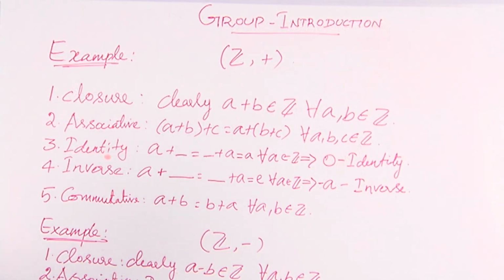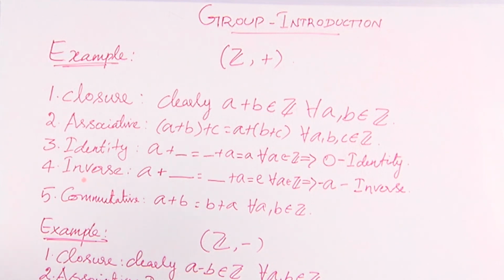Next, we are moving on to the identity. Identity means we have to find an element e such that a + e = e + a = a. Can you guess what the element is? Yes, it is 0: a + 0 = 0 + a = a for all elements in Z. Therefore, 0 is playing the role of the identity. Therefore, the element 0 is the identity in (Z, +).